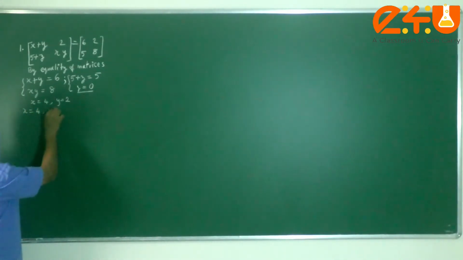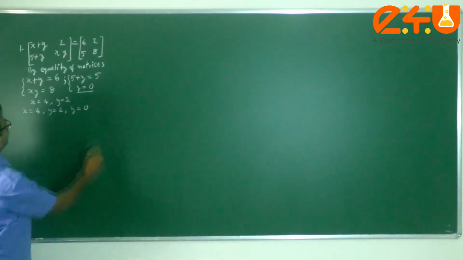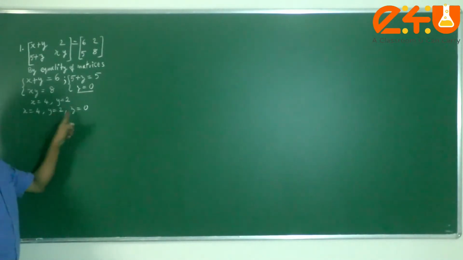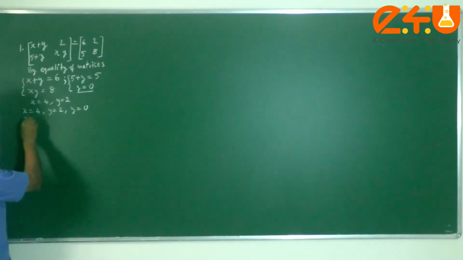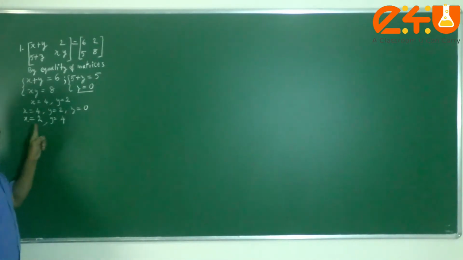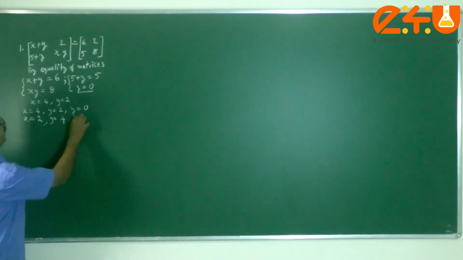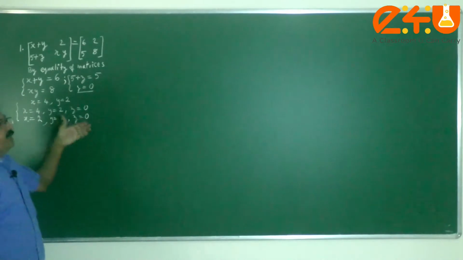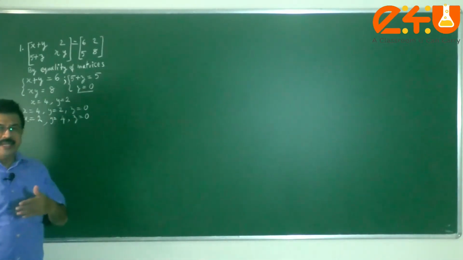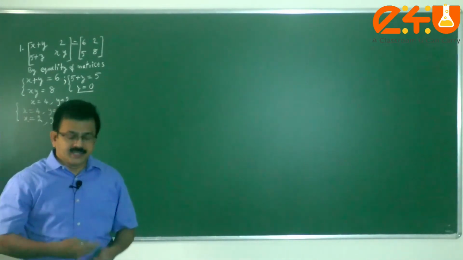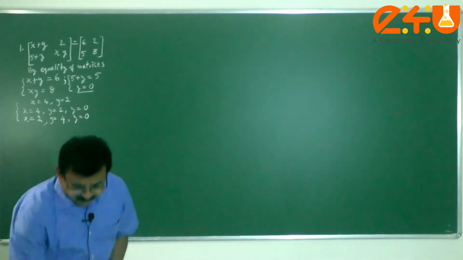One set of solution, I am reproducing here: X is equal to 4, Y is equal to 2, Z equal to 0. Another set of solution is possible; the X and Y values can be interchanged, therefore X can take the value 2, Y equal to 4. Z of course has a unique value 0. So this is how you will be in a position to solve for individual unknowns when matrix equality is presented. And let us go for one more question from NCERT.